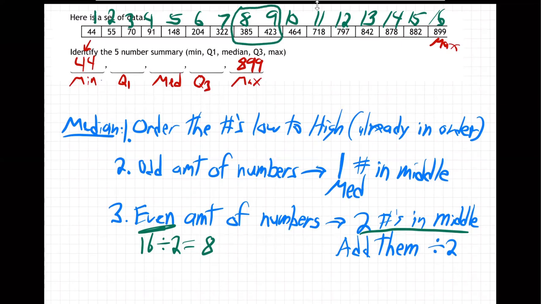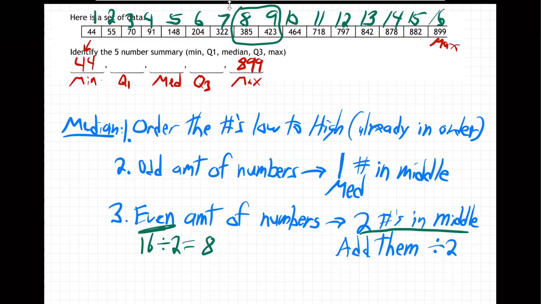Let's double check. Is that right? Well, how many numbers above? 1, 2, 3, 4, 5, 6, 7 numbers above, and then clearly 7 numbers down below. So these 2 are the middle. They have 7 numbers below them and 7 numbers above them. They're the middle. What do we do? You add them and divide by 2.